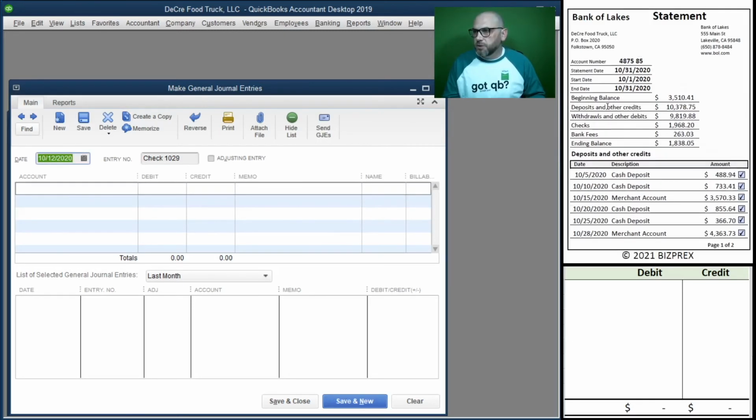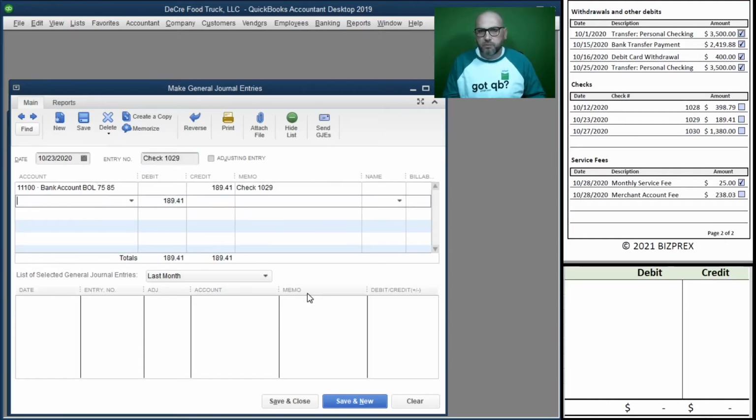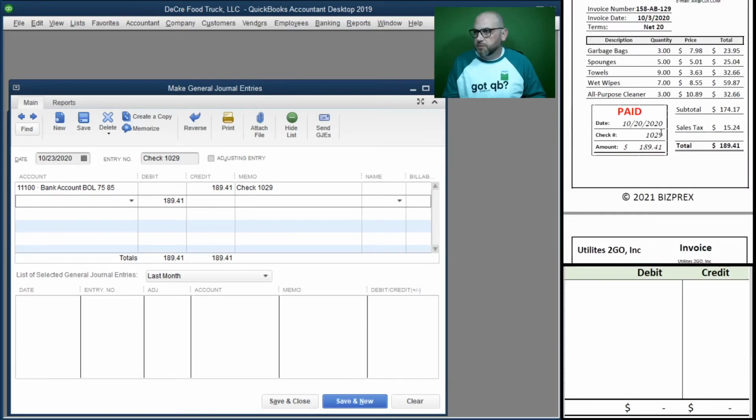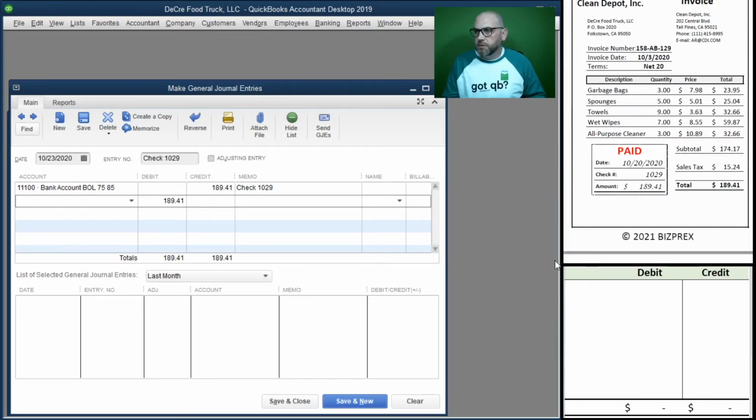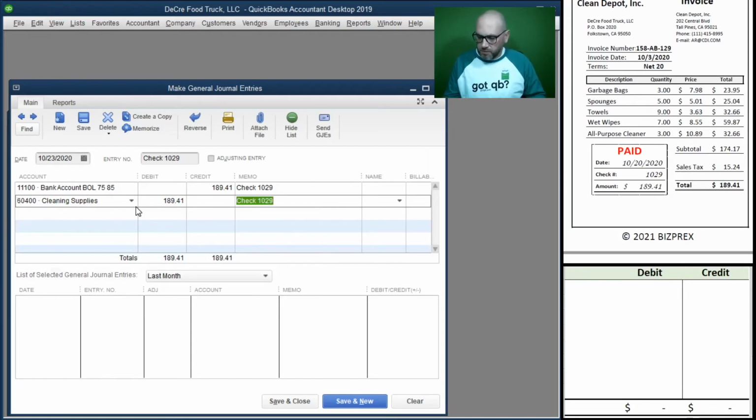Our next check is right here, 29. Again, let's start with basic. We know bank account will be reduced. But now we need to know what expenses, right? So let's look for 29. Here it is. That's our cleaning. All right, we can put the invoice number in here for future reference.